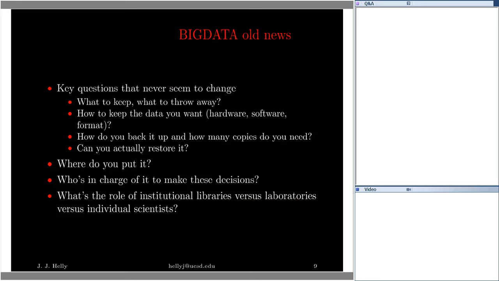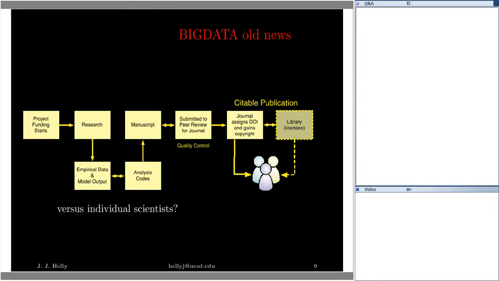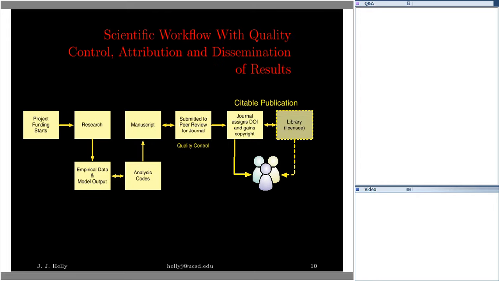And what's the role of institutional libraries versus laboratories versus individual scientists? So there's a whole social structure that's laid on top of any particular hosting framework or cyber infrastructure capability that really doesn't change. These questions have been around for a long time. They're going to continue to be around, and they need to be addressed systematically in order to maintain a coherent and reproducible scientific framework.